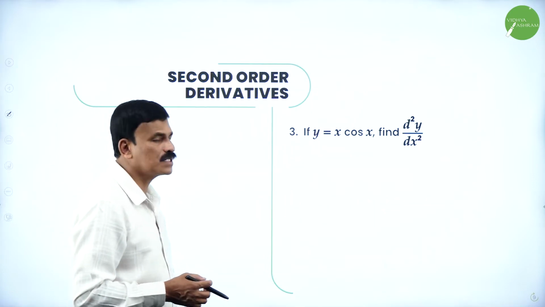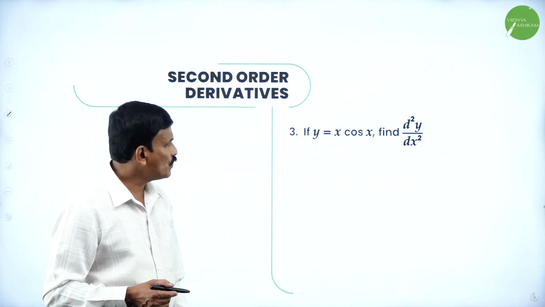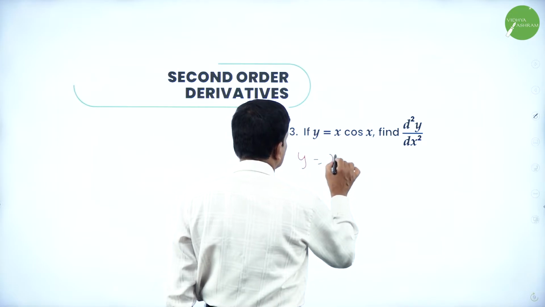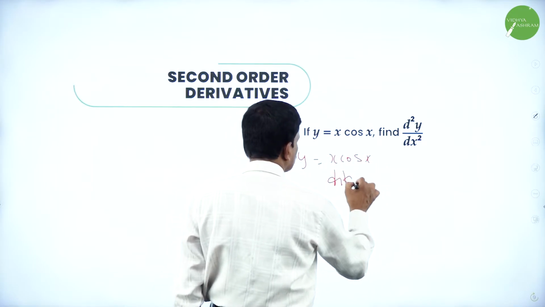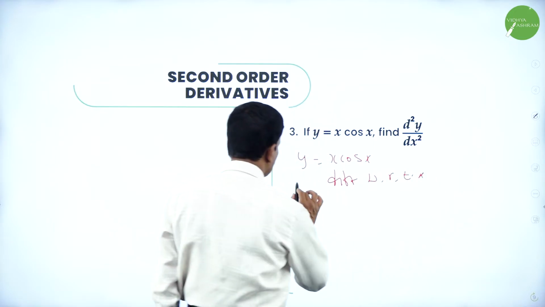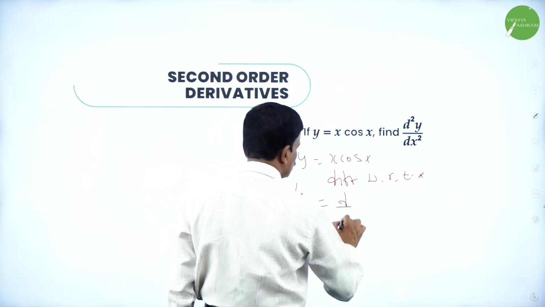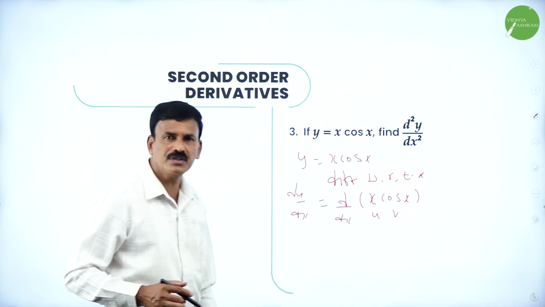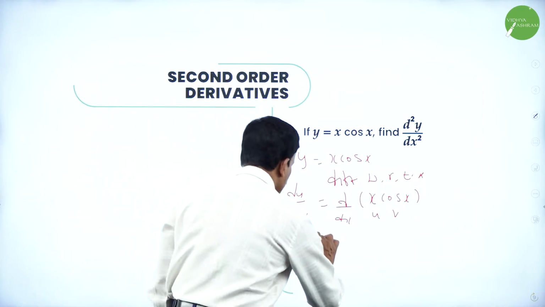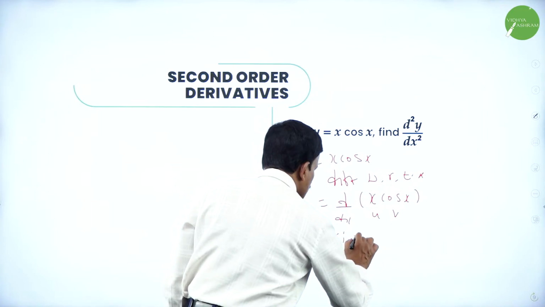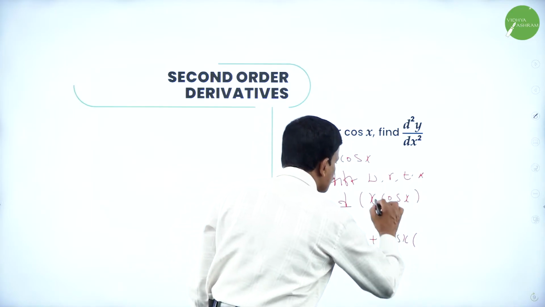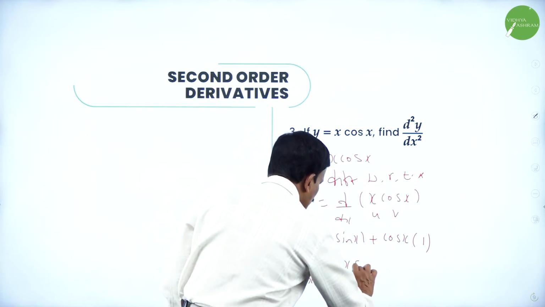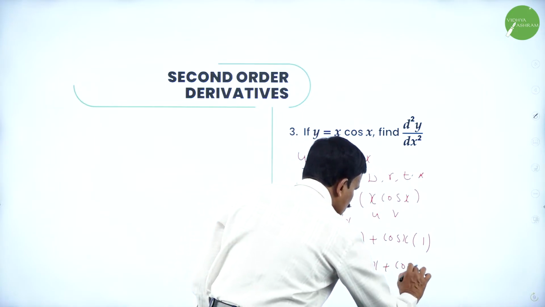y is equal to x cos x, find d square y by dx square. This is of the form u into v, so we are going to apply the product rule. Given y is equal to x cos x, differentiating with respect to x, dy by dx is equal to d by dx of x cos x. This is of the form u and v, product rule. First function x constant, differentiation of cos x is minus sin x, plus second function cos x constant, differentiation of x is 1. So the first derivative dy by dx is equal to minus x sin x plus cos x.